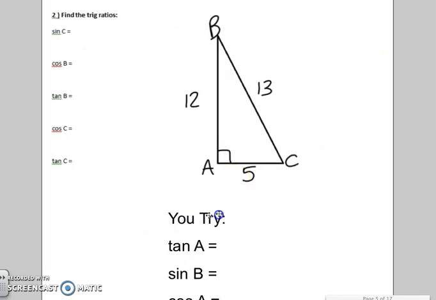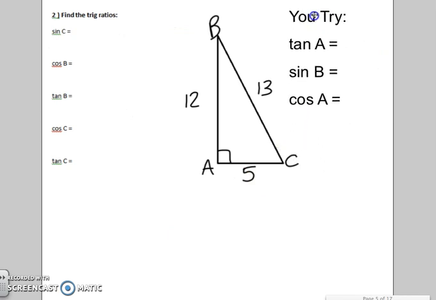So let's look at one more example, and then y'all are going to try these over here. Notice it tells me I want to find the sine of C. So I need to look at angle C, and this is where I'm at. So I need to label opposite, adjacent, and hypotenuse. This will always be my hypotenuse, okay? And then 12 is going to be opposite, which means 5 is adjacent, okay? So if I'm looking for sine, I know that is opposite over hypotenuse, so I would need to do 12 over 13. That cannot be reduced.